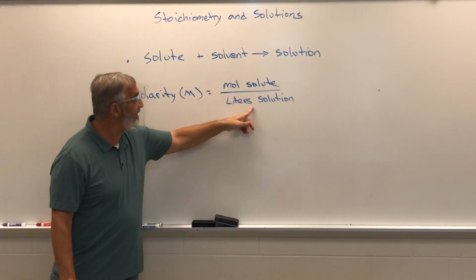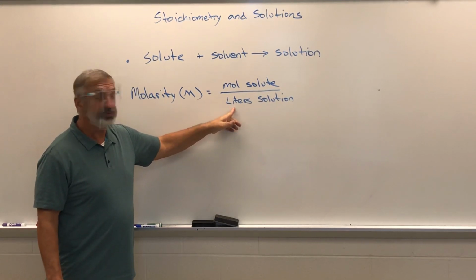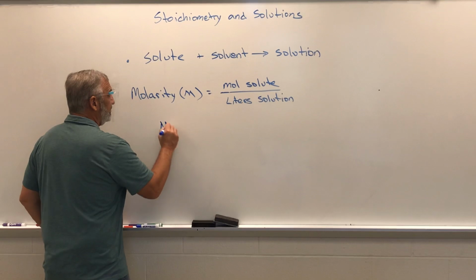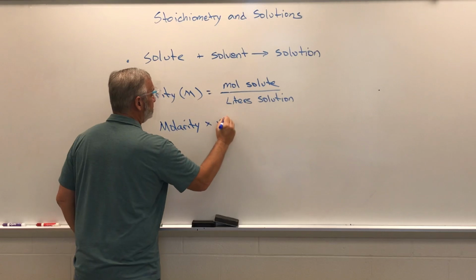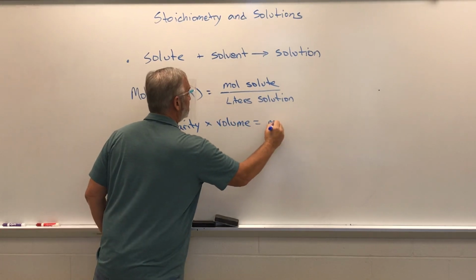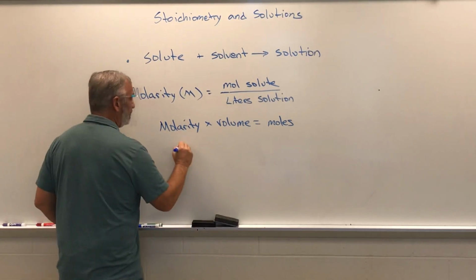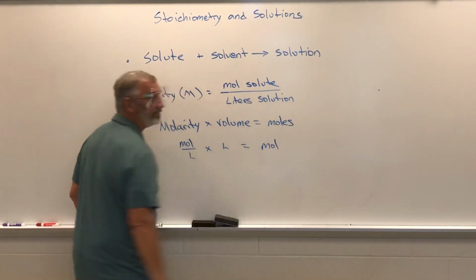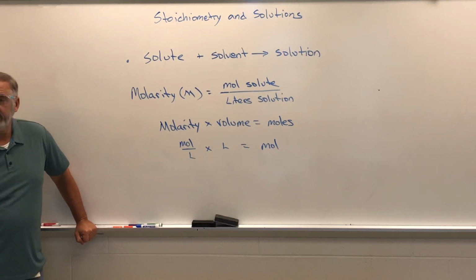Which tells me that if I know how many liters or milliliters of a solution I have, then I'm going to be able to know how many moles if I know the molarity. I can just multiply. The molarity, and this is super important, times volume always equals moles. Because it's moles per liter times liters, it'll leave you moles. Okay, so it's pretty straightforward.